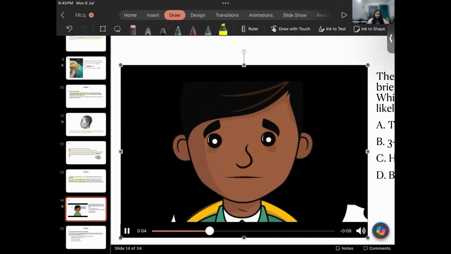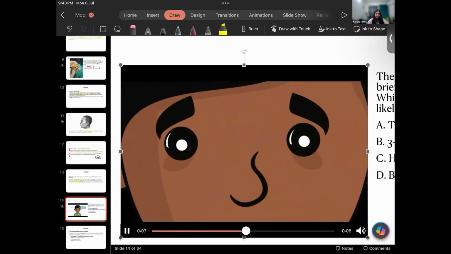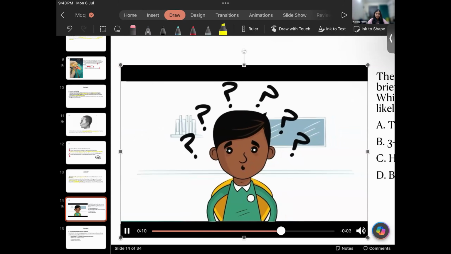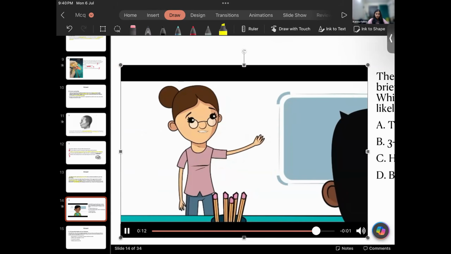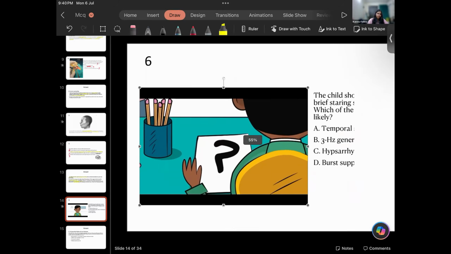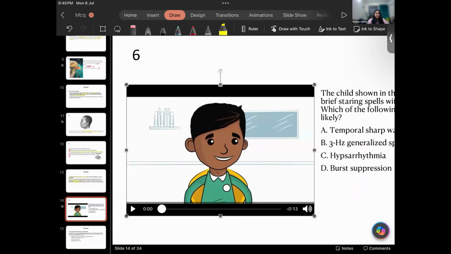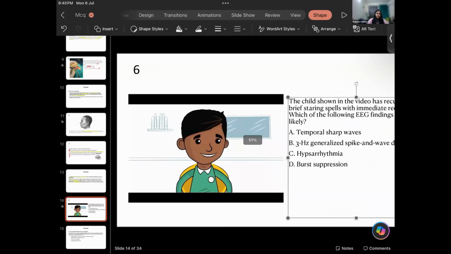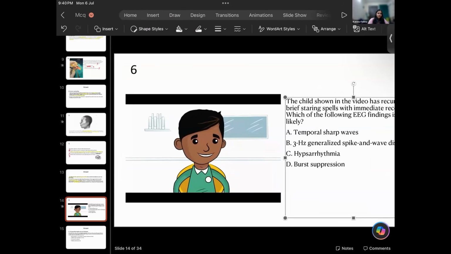The child is sitting completely blank. Suddenly the child has become blank. He is sitting in a classroom. He is very clueless, but there is no loss of consciousness, and the question mark indicates that the child is very clueless. But the child has not lost consciousness. Normally, in cases of seizure, in a child or an adult, there is a loss of consciousness. But here, the child has brief spells, a very brief staring look, and the EEG finding.